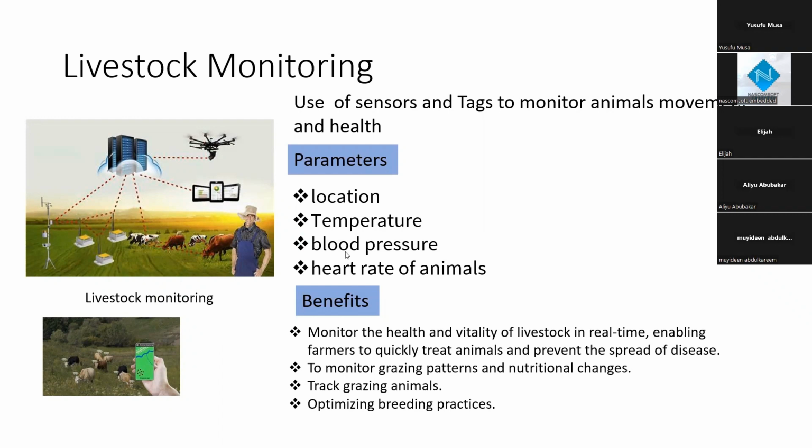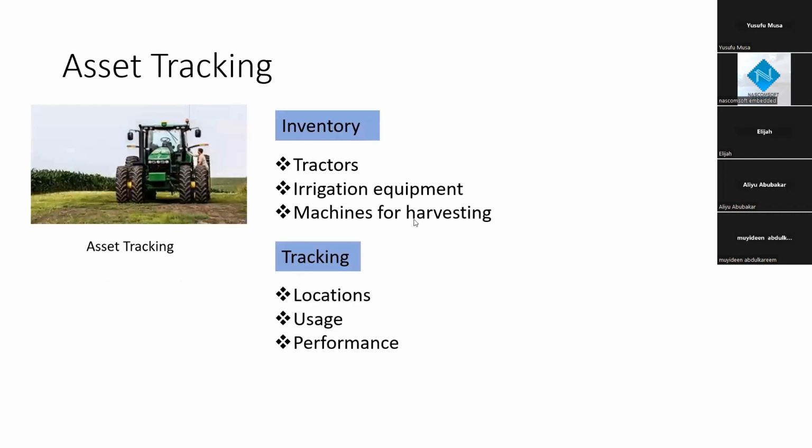Okay. So the next thing is asset tracking. Another important area in agriculture. Again, for big farmers, they have a lot of inventories. They need to take inventories as in number of tractors, equipment, machines for harvesting. So all of this, they need to monitor them to avoid people from stealing them or misplacement and things like that. So IoT incorporated in some of these things can help you track your equipment or machines in real time. So you can know the location, you can know the usage.